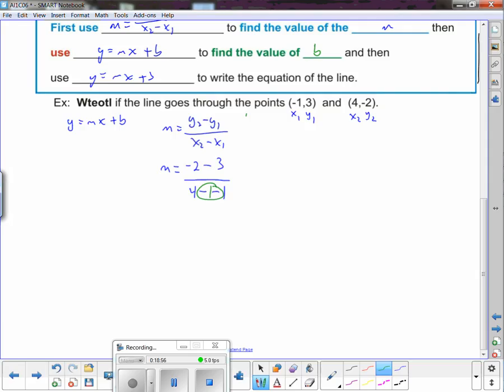Okay, so that's a plus. So what do we end up with? -5 over 5. Cool. Therefore, our slope is -1. Here, I'll write it out. -5 over 5. Therefore, it's a -1. Okay. Somebody tell me what to do next.